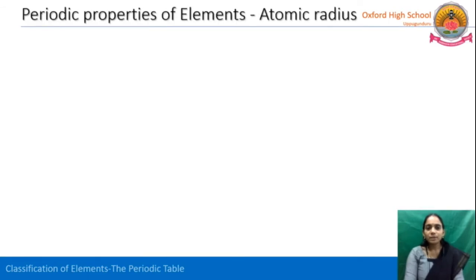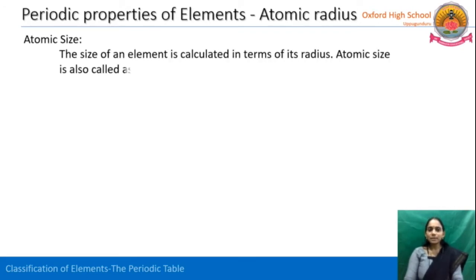Today let us study the atomic radius, that is the second periodic property. So what is atomic size? The size of an element is calculated in terms of its radius. So atomic size is also called atomic radius. Both terminologies are the same because we are calculating the size of an element in terms of its radius.